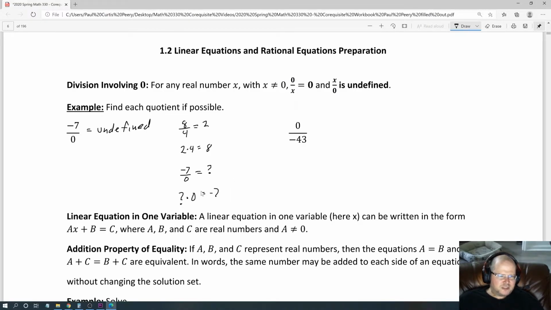Now, conceptually, it also doesn't really make sense to divide something by 0. That's different from the next one, 0 divided by negative 43, which is just 0. And that pattern still holds, because 0 multiplied by negative 43 is 0. So algebraically, the pattern holds. This works, this one does not. That's why this is undefined and the other one's not.